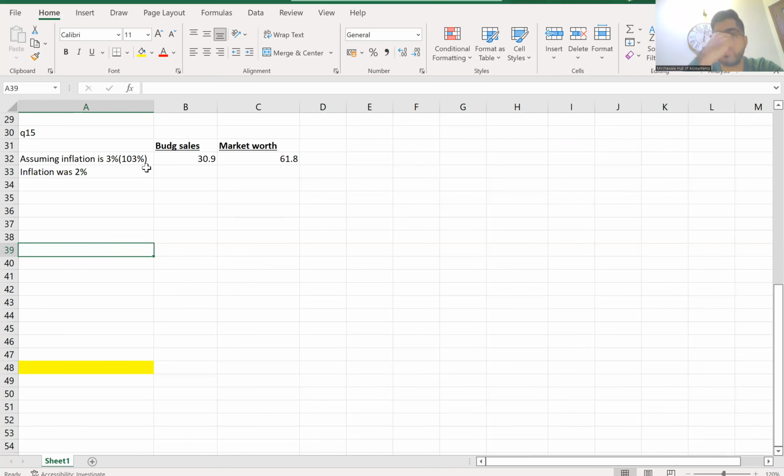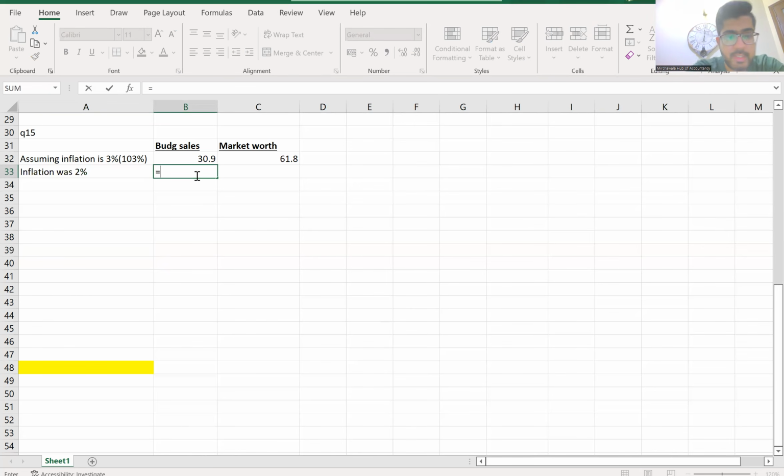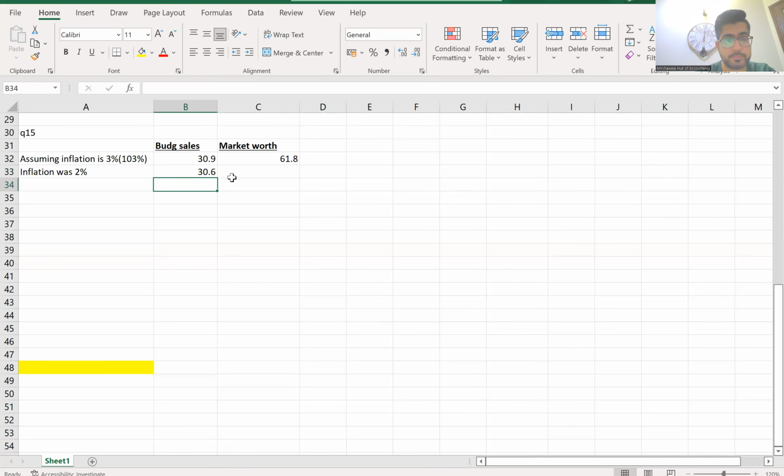So assuming inflation is 3%, total 103%, you made budgeted sales 30.9, market were 61.8. But in reality, inflation was 2%. So you should revise your budgets. So 30.9 was made assuming 103%. It's made with 3% inflation. So bring it to 102% by dividing it with 103. So it gets finished from 103 and goes to 102.